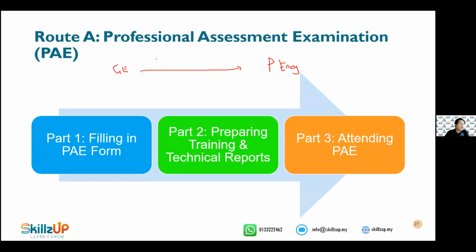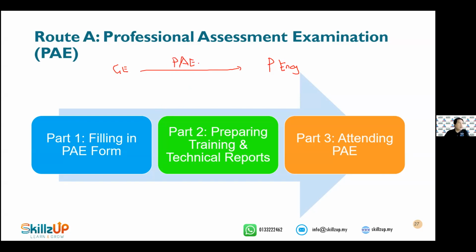So we are here to look into route one. We go to sit for PAE. So this is PAE. Some are using route number 2, some are using route number 3. But this is the route that has been established quite long, under the board basis, right?